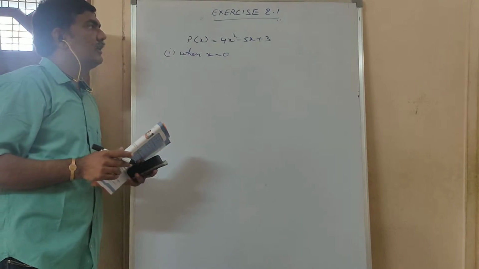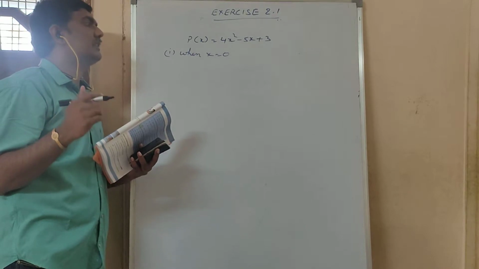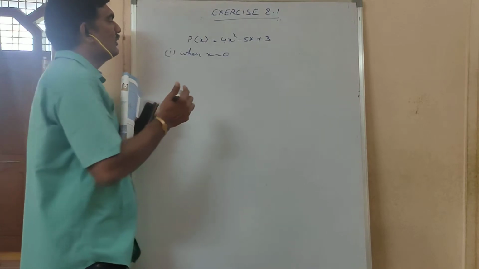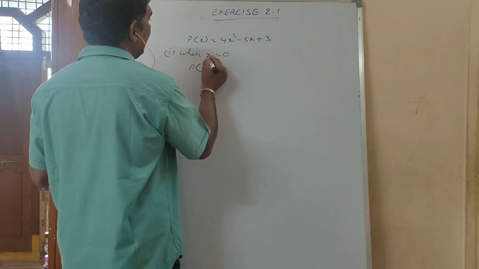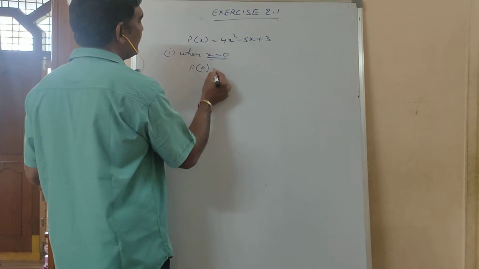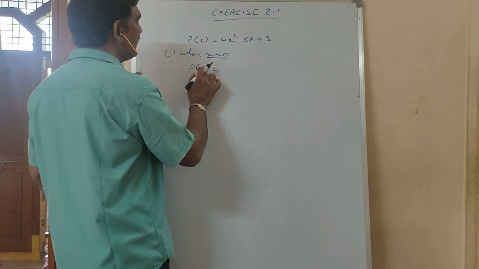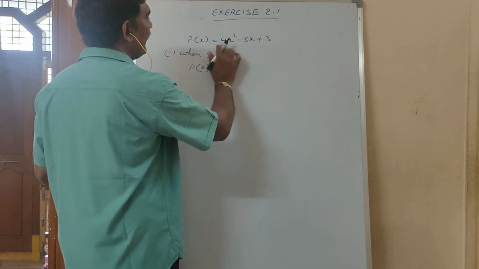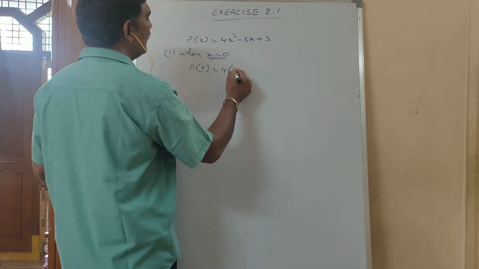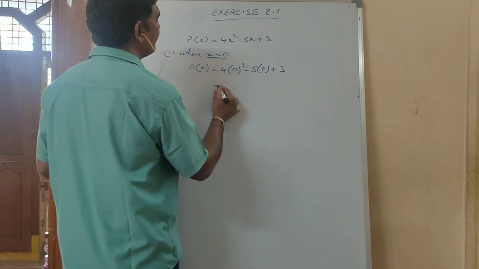What is he saying? Substitute 0 in place of x in the given quadratic polynomial. So here p of x means p of 0, so you should not write x. In place of x, you have to write 0. Right side also, wherever you are seeing x, there you have to write 0. 4 into 0 square, minus 5 into 0, plus 3.